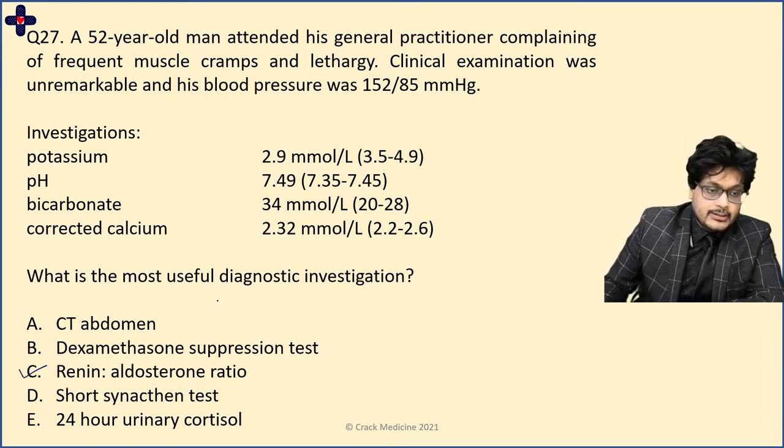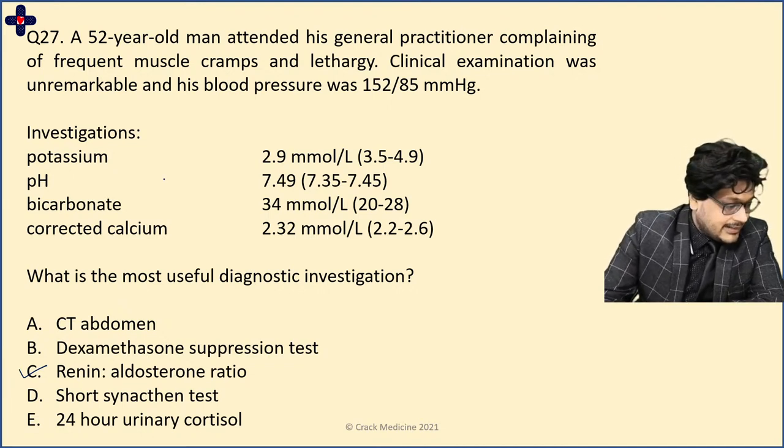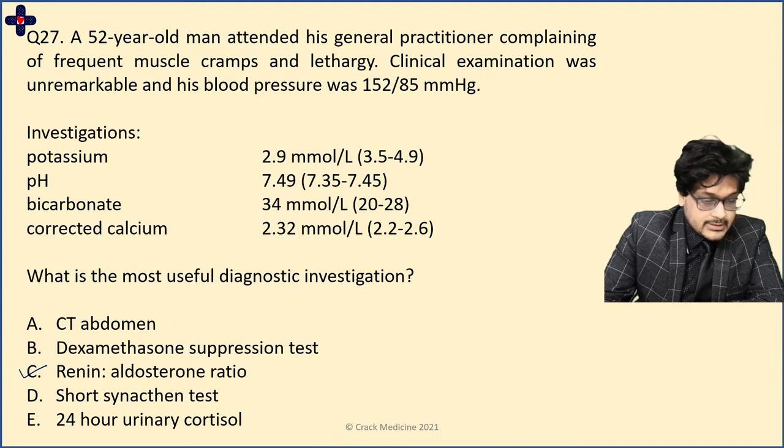We are looking for higher aldosterone levels that is driving out the potassium from the body and creating an alkalotic picture. Quite an alkalosis over here. You can see this is an alkalosis picture. And you also have a hypertensive picture over here. So this is primary hyperaldosteronism.